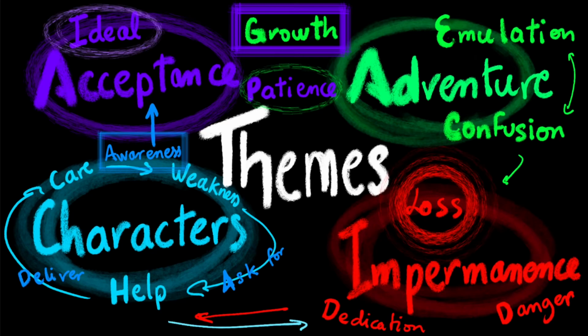Your characters will pursue an ideal, maybe an ideal representation of the world, an ideal vision of themselves, or an ideal of what their partners should be. Your characters will thrive for growth, and this growth, developed through their adventures, needs patience to be identified and to be noted. Acceptance here is the ability to accept one's weaknesses as well as others' weaknesses.